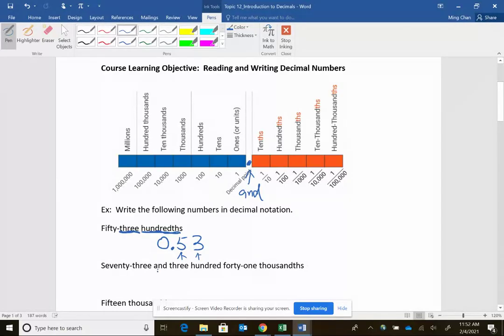Next, 73 and 341. This word "and" is where my decimal is, right? So in front of the decimal, we've got 73. Then 341, normally we write it like this, but we have to make sure the last digit 1 is sitting on the thousandths. If I write it this way, the 3 is on the tenths, the 4 is on the hundredths, and the 1 is sitting on the thousandths. So I'm doing this correctly.